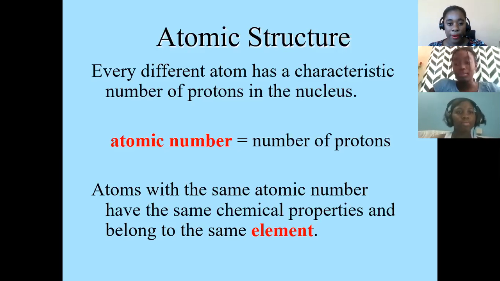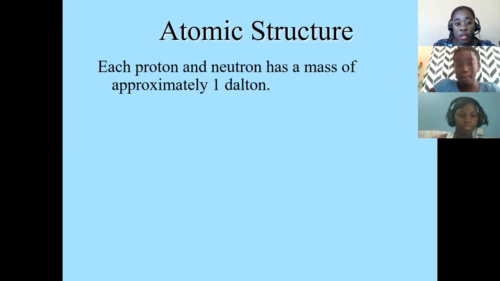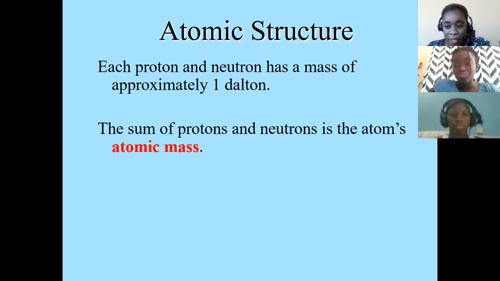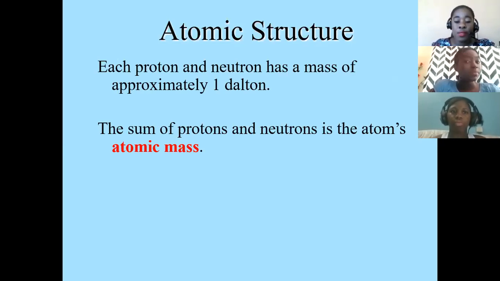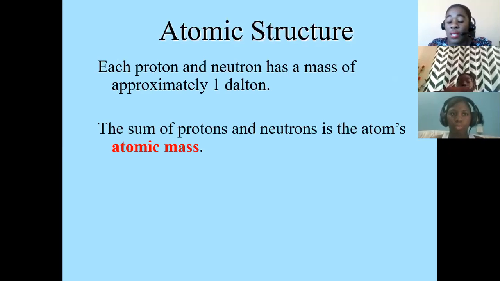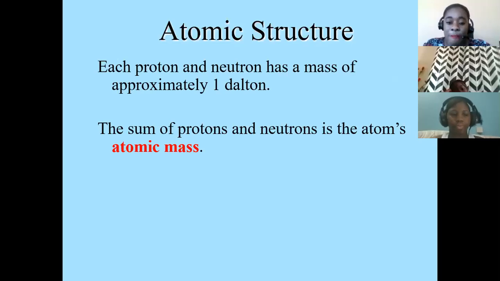Yes, miss. Perfect. Now the atomic structure. Each proton and neutron has a mass of approximately 1 Dalton. So the mass is like 1 Dalton, named after Dalton, who did some work in the atomic structure. The sum of protons and neutrons is the atom's atomic mass. So you can write this pointer off. The sum of protons and neutrons is the atom's atomic mass.